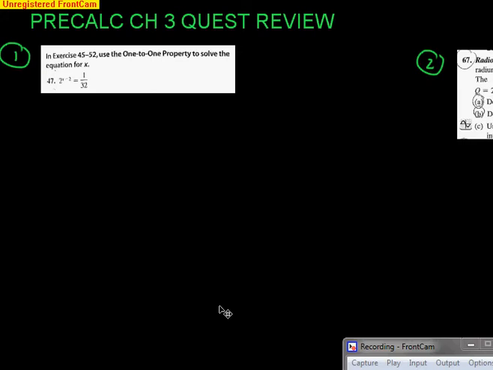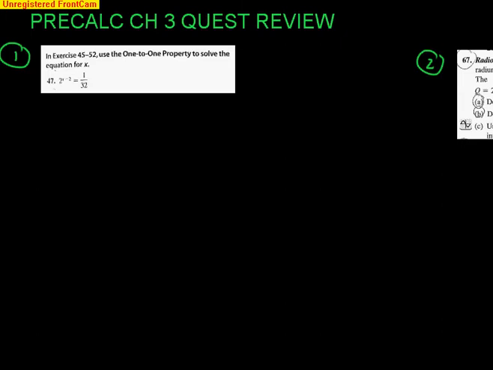So first we're going to use the one-to-one property to solve this exponential equation, and I'm going to rewrite it. It's a little small. So the exponential equation says 2 to the x minus 2 equals 1 over 32. And the idea here is we need the same base on each side. We have a 2 on this side. That's good. Can I rewrite 1 over 32 in terms of 2? Well, 32 is 2 to the 5th. So this can be written as 1 over 2 to the 5th.